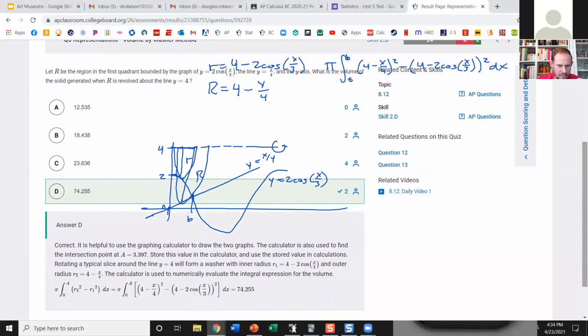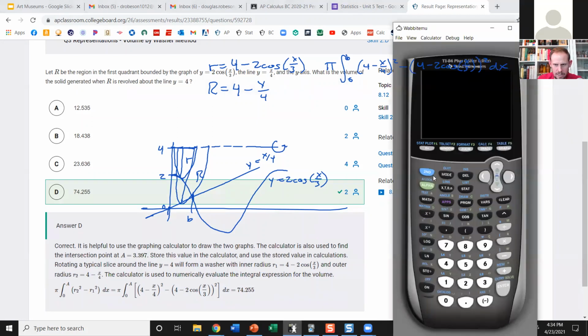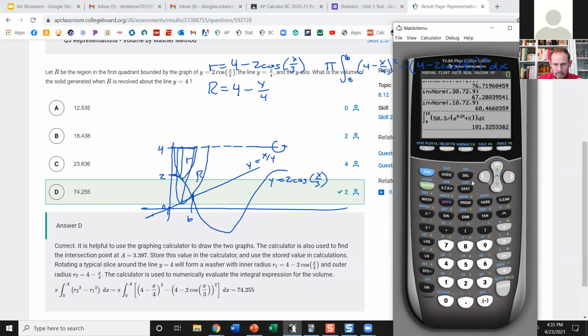And it looks like they did do that on the calculator, and they got that they intersect at 3.397. So you just graph both of them and just say, where do the two graphs cross? So I guess I can do that real quick just to remind you how to do that on the calculator. So y equals, goodbye from last week. So we've got x over 4 was one of them, and the other one was 2 cosine of x over 3.